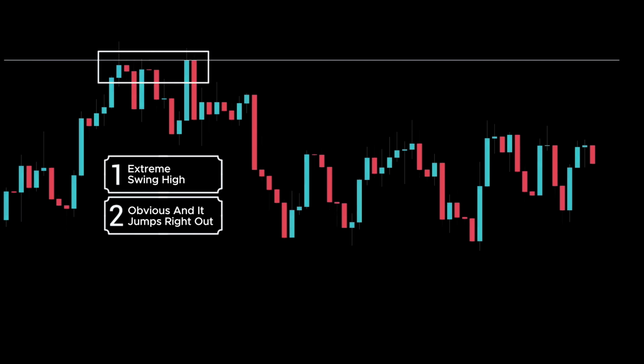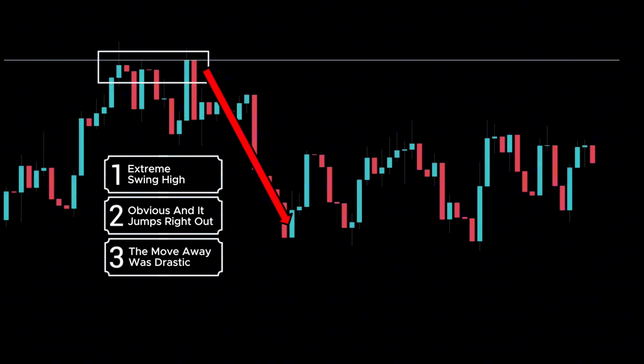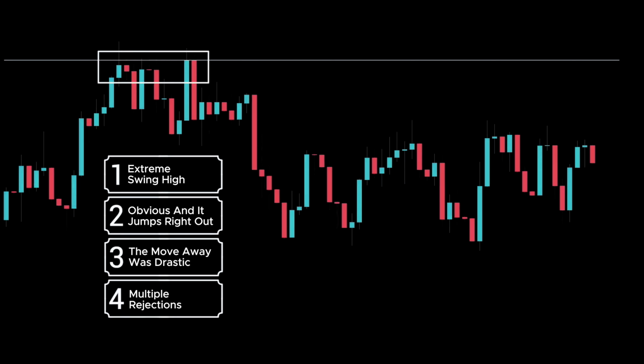2. The level is obvious and it jumps right out at you, and you should have spotted it within seconds. 3. The move away was drastic because, as you can see, price reversed significantly after it got here. And 4. There were multiple rejections of this level, because if you look closely, there were 3 smaller rejections of this level. This is also what you can call a triple top.